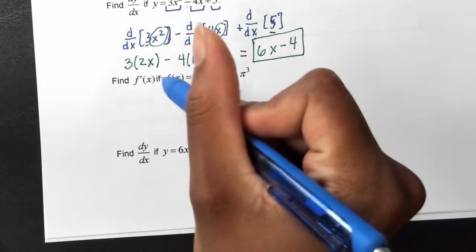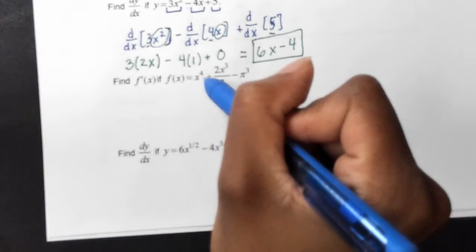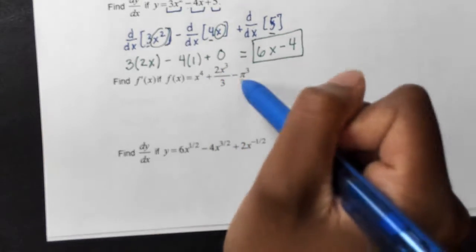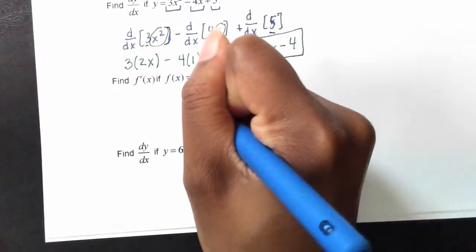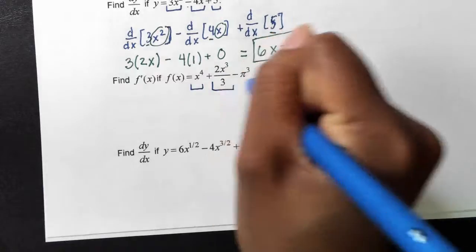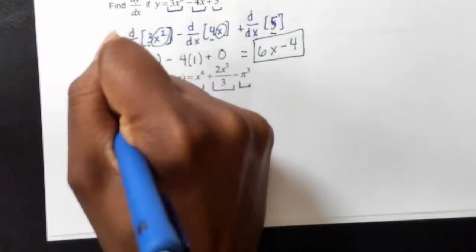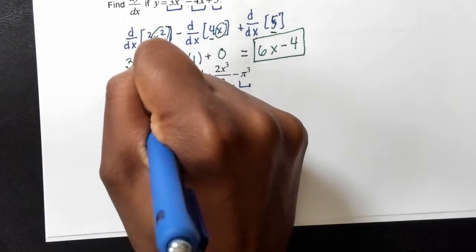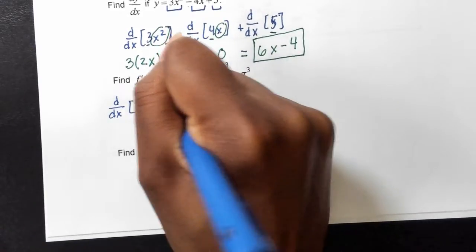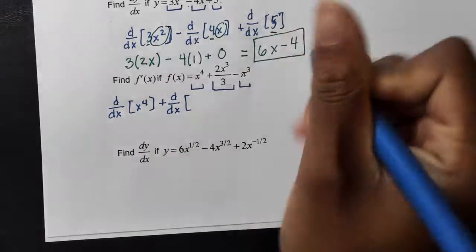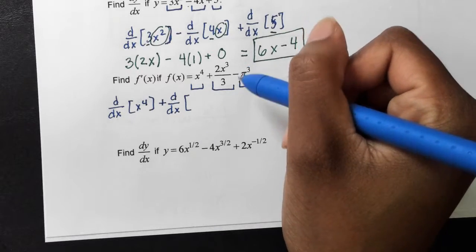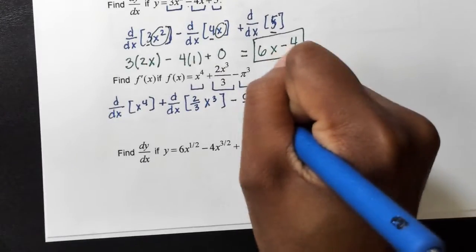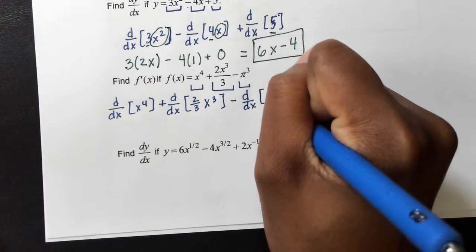Okay, so now we want f prime of x if f of x is x to the fourth plus 2x cubed over 3 minus pi cubed. So again, we're going to break this down so that we find the derivative of each individual piece. So we'll find d/dx of x to the fourth, and then we'll add to that d/dx of, and we can rewrite 2x cubed over 3 as 2/3 times x cubed. And then we want to subtract d/dx of pi cubed.